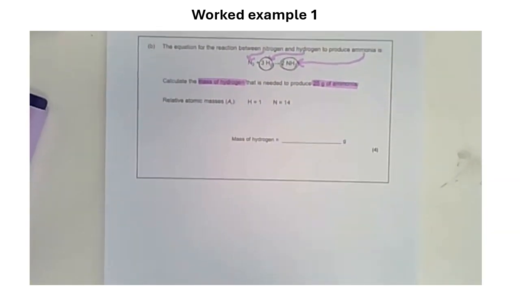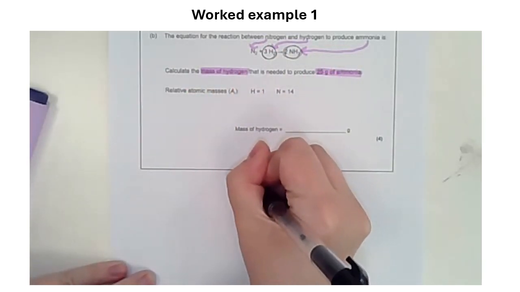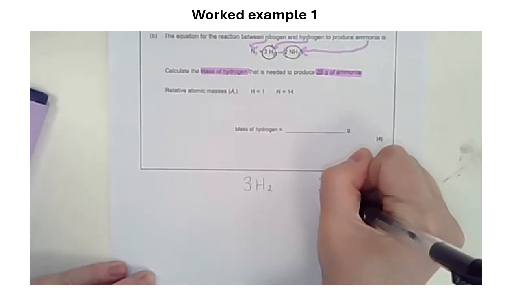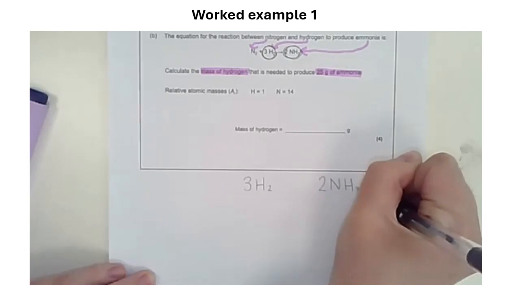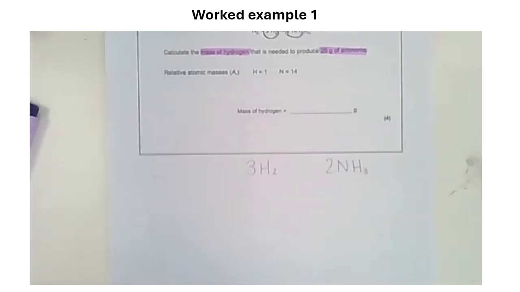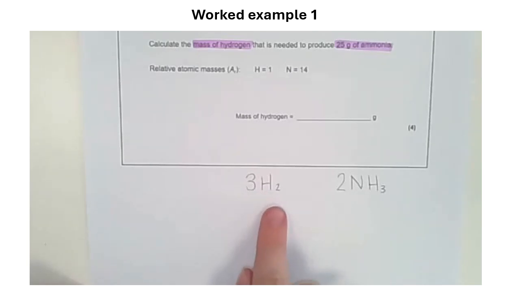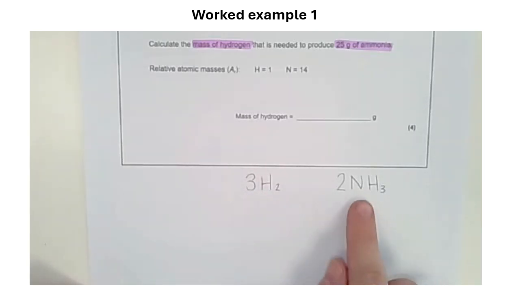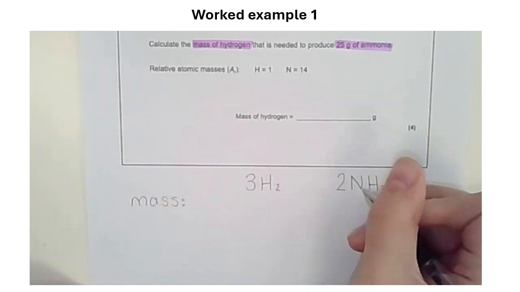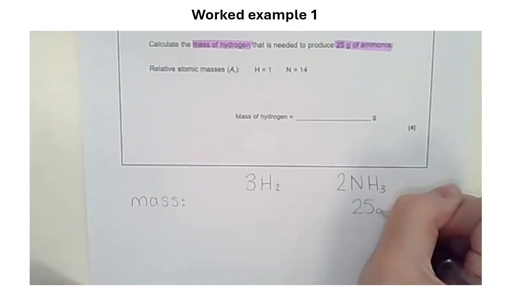So we are going to start by just making a note of the 2 reactants we are looking at. We have got 3H2 and we have got 2NH3. It's really important we identify those correctly at the beginning. I can now ignore that top little part, and I'm now worried about this sentence here. I'm trying to calculate the mass of my hydrogen, and I've been given the mass of my ammonia. So I'm going to just record that here. The mass of my ammonia, which is NH3, is 25 grams.